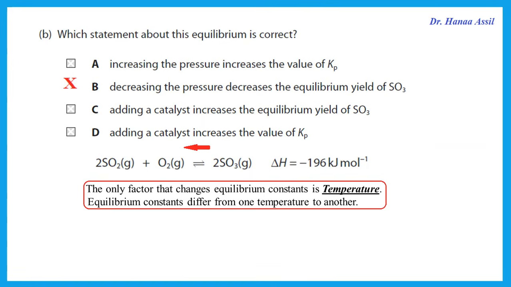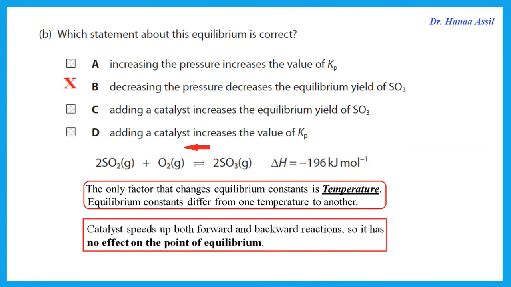Adding a catalyst increases the yield. Remember, the catalyst, first of all, speeds up both forward and backward reactions. So it does not have any effect on the point of equilibrium. It would not cause the equilibrium to move forward or backward more. And it will have no effect, of course, on the value of Kp or the yield of the product.